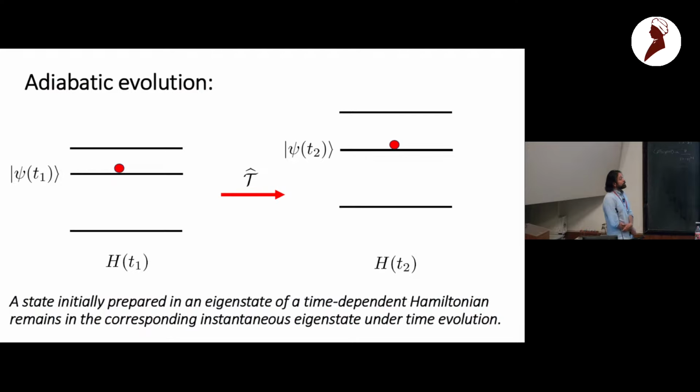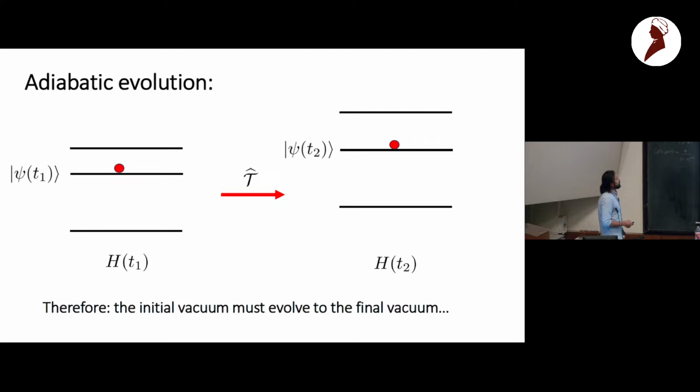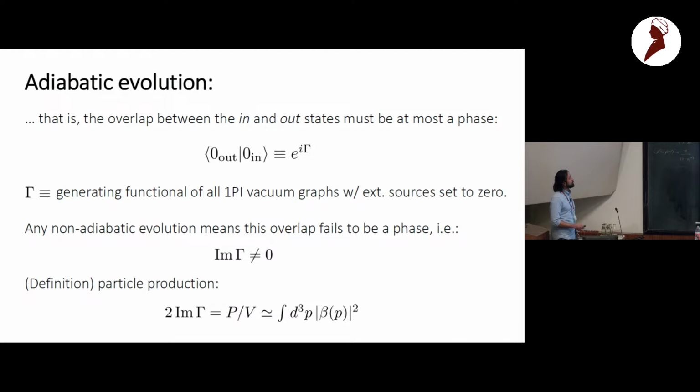So adiabatic evolution is that if you have a state in some eigenstate and you change the parameters of the Hamiltonian, whatever that Hamiltonian evolves to, you kind of just juggle and balance that state and it stays in that eigenstate. Okay, so this is, if you like, the definition of adiabaticity. There's none other. So what that means, if you have a state in the initial vacuum, it evolves to the vacuum at that point. I.e., if you took their overlap, it could at most be a phase. That phase is a very cool thing. It's the generating function of all one particle irreducible vacuum graphs. You don't need to know that, but it's a very nice thing to note.